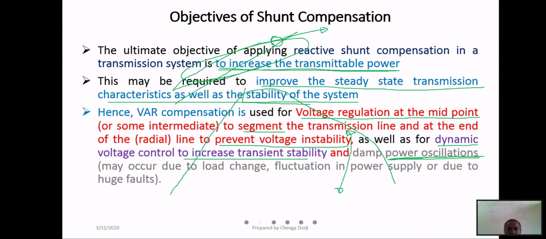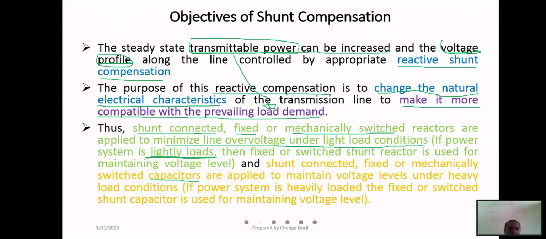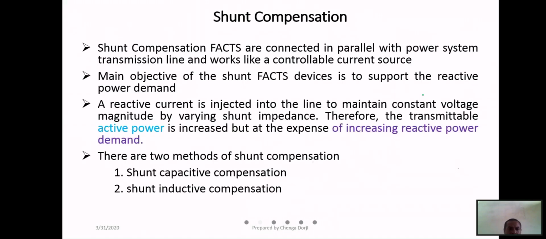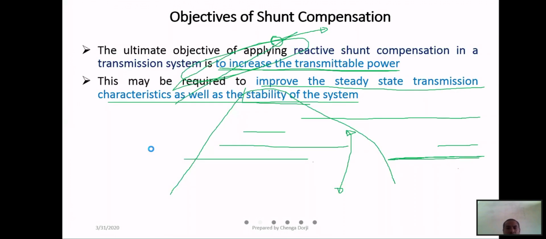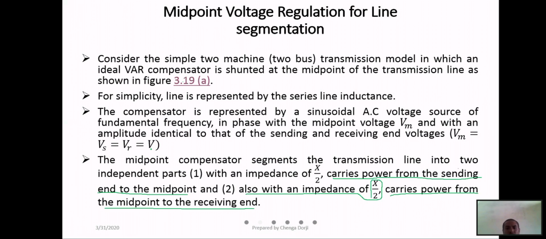The purpose of reactive compensation is to change the line characteristics. The reactive current is injected into the line to maintain the voltage magnitude by varying the shunt impedance. Therefore, the transmittable active power is increased, but at the expense of increasing reactive power demand. This is evident from the graph.